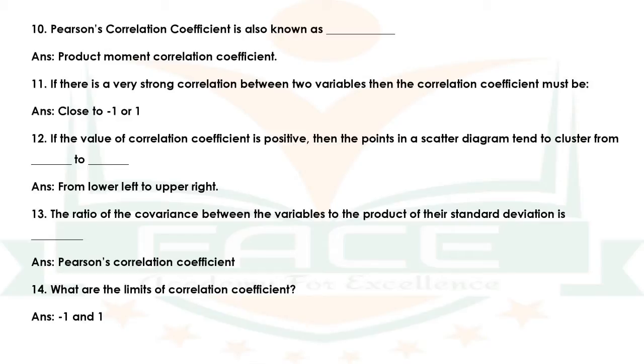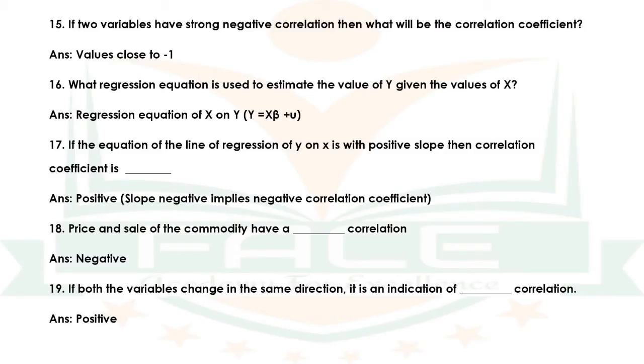Question number 14. What are the limits of correlation coefficient? The answer is -1 and +1. Question number 15. If two variables have strong negative correlation, then what will be the correlation coefficient? The answer is values closer to -1.